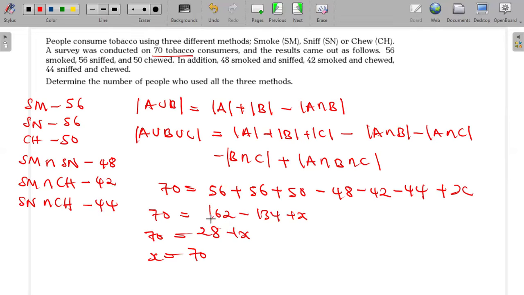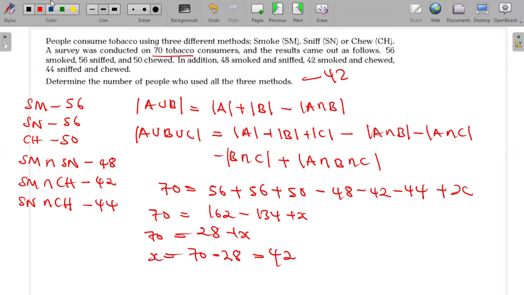The additive inverse of 28 is negative 28. So it goes to the other side, it becomes negative 28. And I subtract 70 minus 28, then I get 42. So 42 is the number of people who used all the three methods. So here, 42 are the ones that used all the three methods.